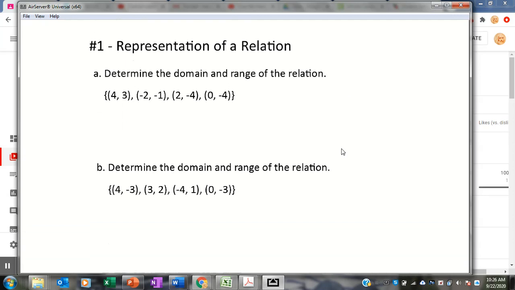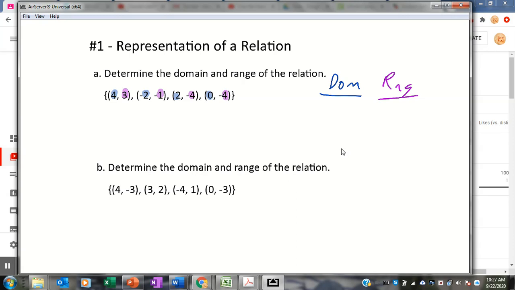Now, the representation of a relation. It says determine the domain and range of each function. So this is pretty easy, to be honest with you. What I'm going to do is highlight all of the domains. And remember, domains are the x values. So that's going to be this value, this value, this value, and this value. The ranges are going to be the y values. So this one, this one, this one, and this one. Now, when we go to write them, we're going to write them like this: domain, and then we're going to write range.